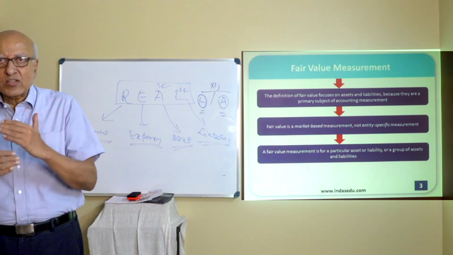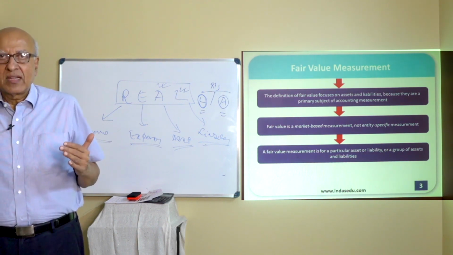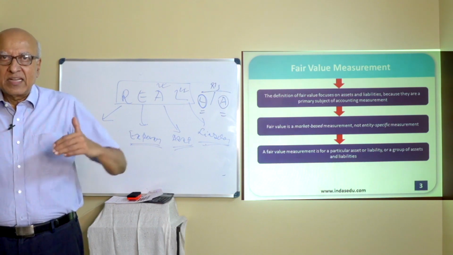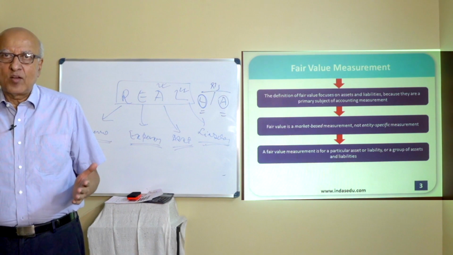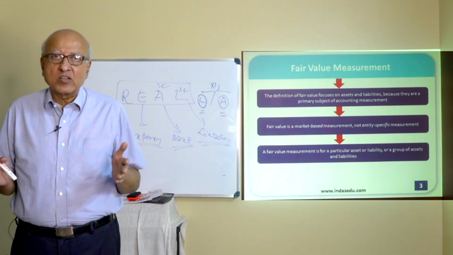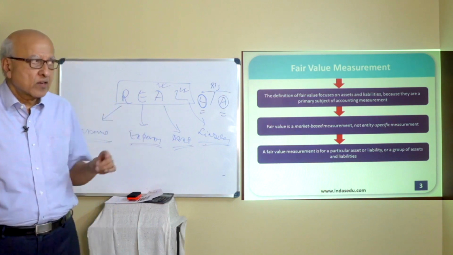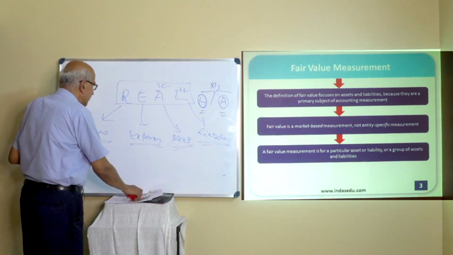So an increase of an asset without a corresponding increase in liability is my gain. A decrease in asset without a corresponding decrease in liability is my loss. So our emphasis is only on assets and liabilities, to find out profit and loss. So here also they put emphasis on assets and liabilities.